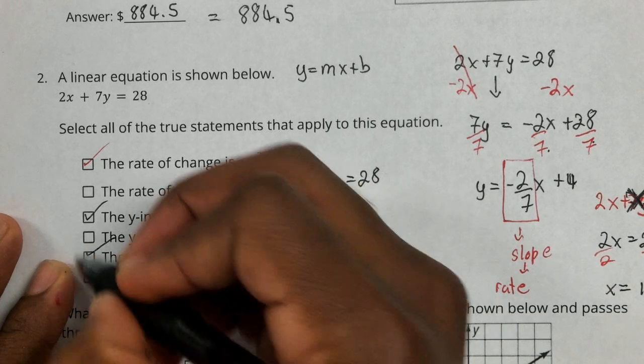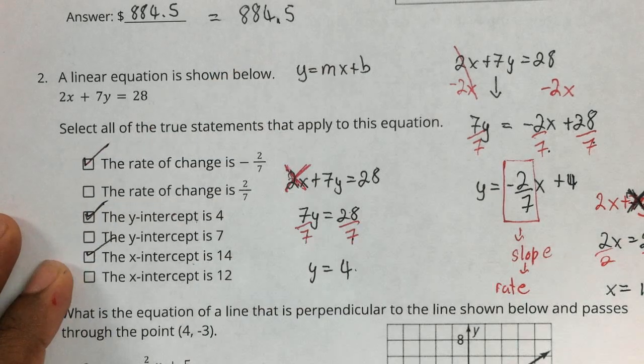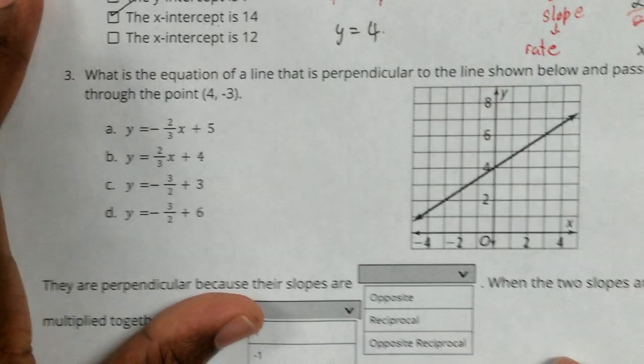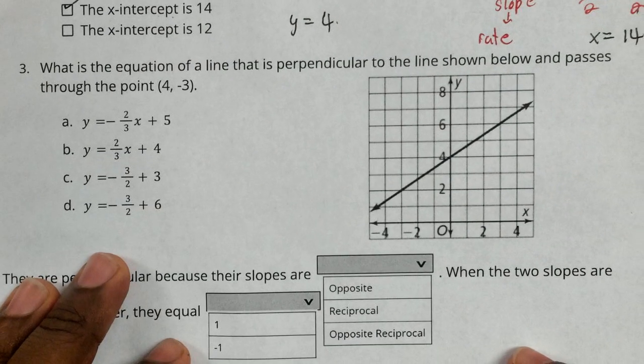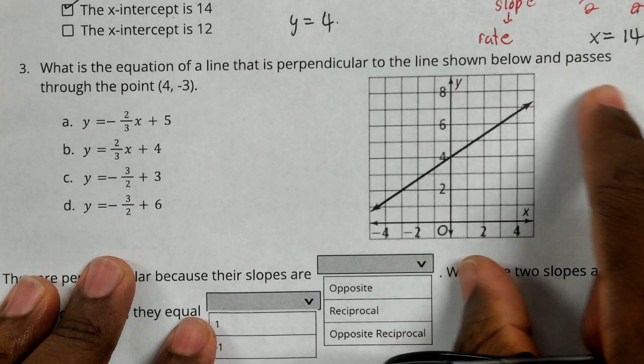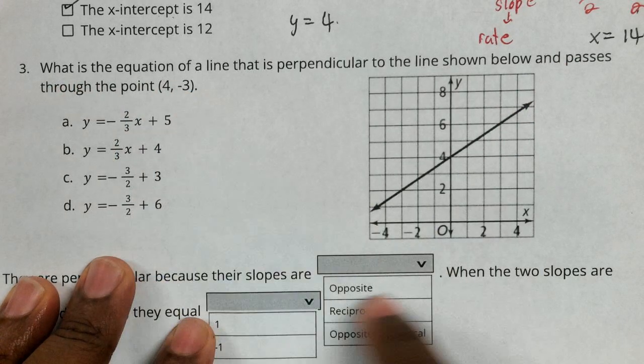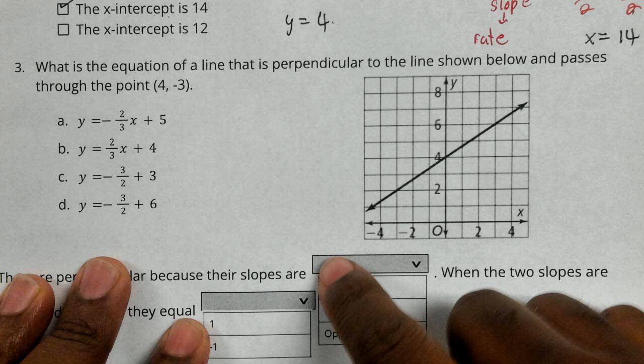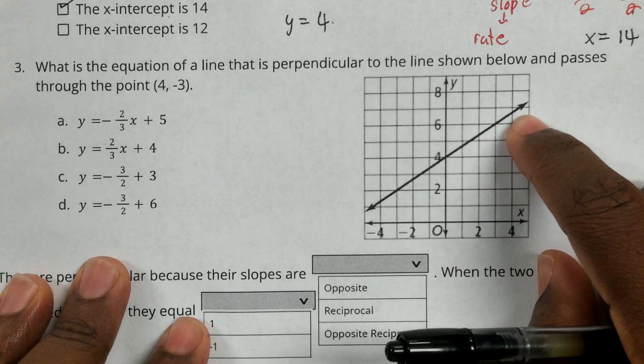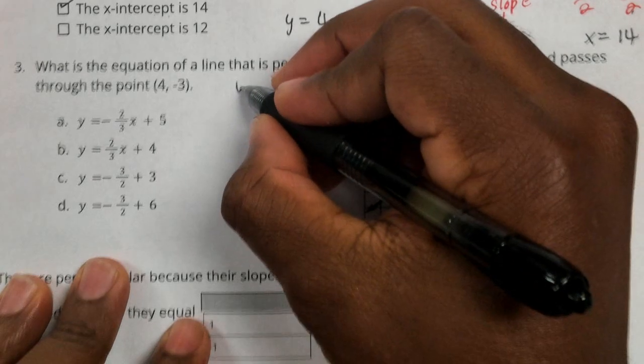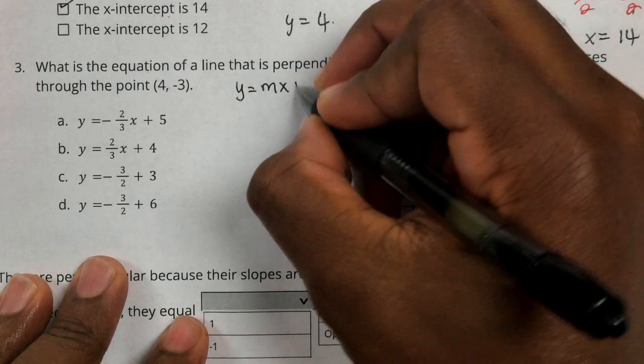So the x-intercept is 14. Okay, so next question. The next question says, what is the equation of a line that is perpendicular to the line shown below and passes through this point? So first I need to write the equation of the line that's given in the graph. The general form for all lines is y equals mx plus b.